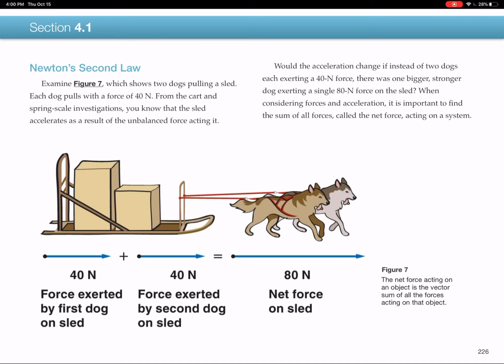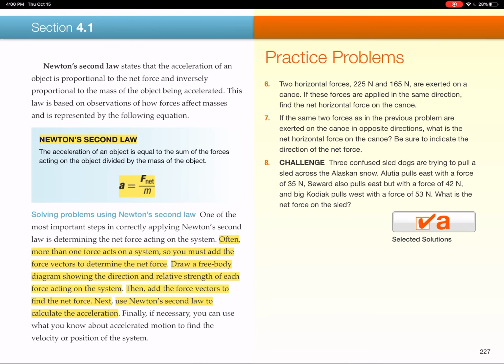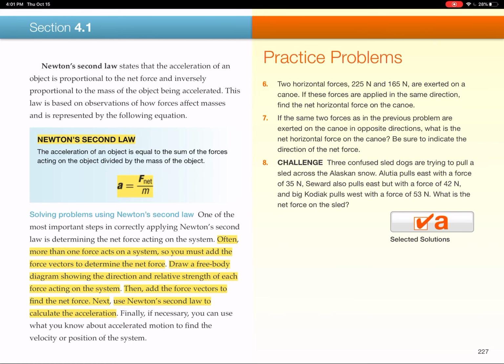So you can observe different situations. In this case, in the figure below, you can see that we have 2 dogs pulling on a sled, each of them applying 40 newtons of force in the same direction. The net force, the vector sum, is 80 newtons. So Newton's second law, again, is the mathematical expression of the fact that the acceleration is equal to the net force, the vector sum of the forces, divided by the mass of the object.